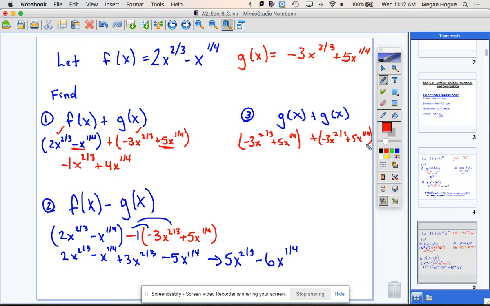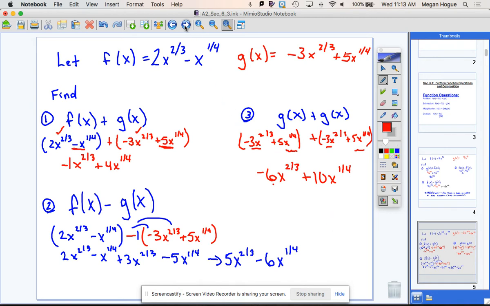So I filled in my equations. I didn't have to distribute because this was addition. Rachel, what'd you get? Negative 6x to the 2/3 plus 10x to the 1/4. Yeah, I agree. So negative 3 and negative 3 gave me negative 6x to the 2/3, and 5 and 5 give me 10x to the 1/4.